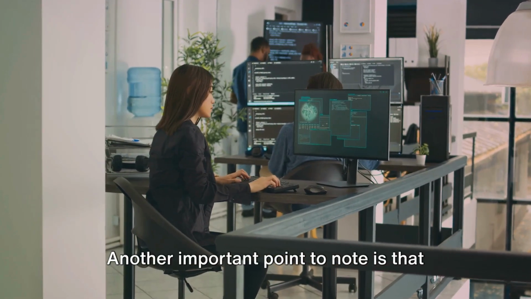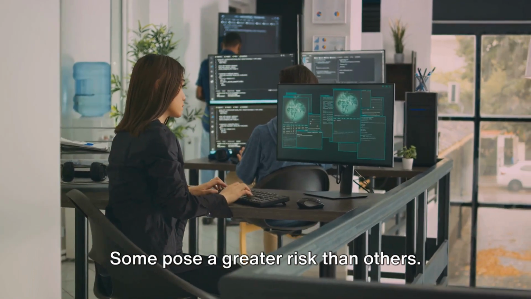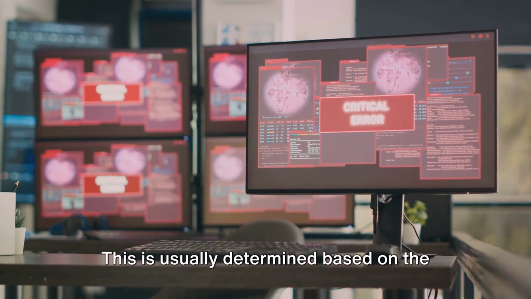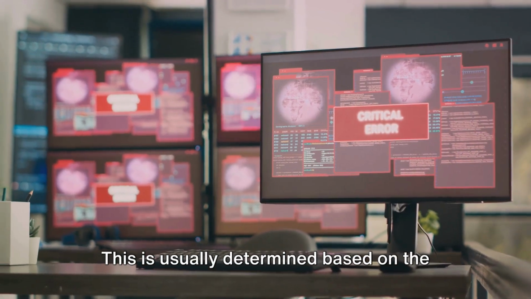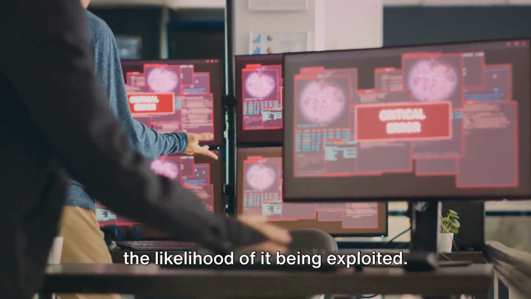Another important point to note is that not all vulnerabilities are equal. Some pose a greater risk than others. Therefore, it's important to prioritize which vulnerabilities to fix first. This is usually determined based on the potential impact of the vulnerability and the likelihood of it being exploited.